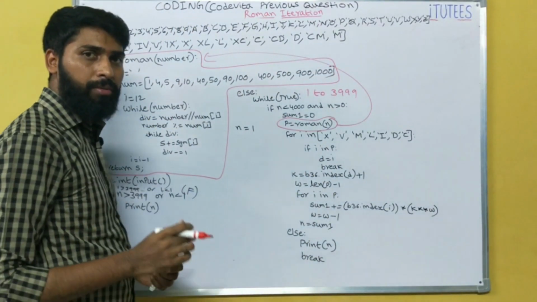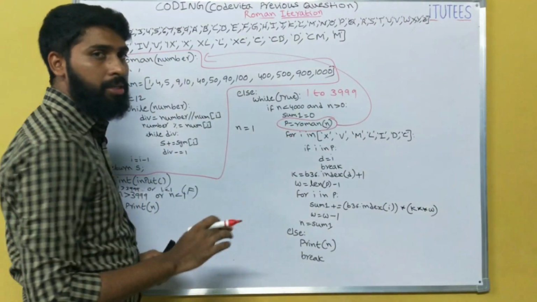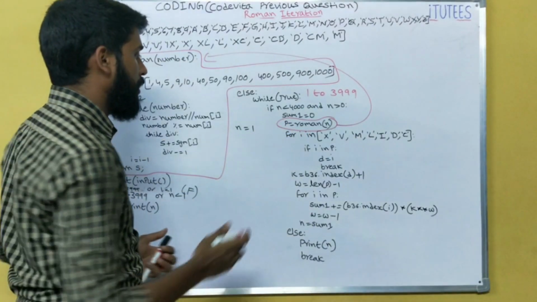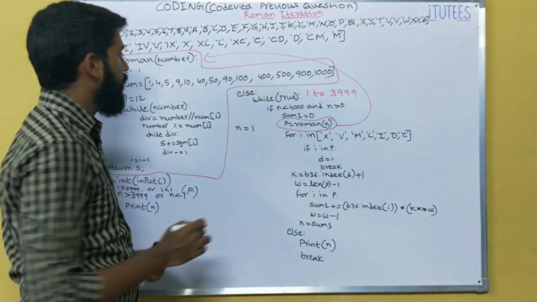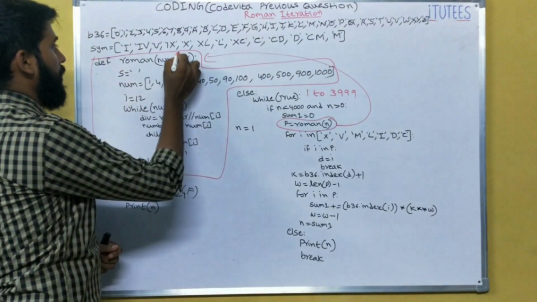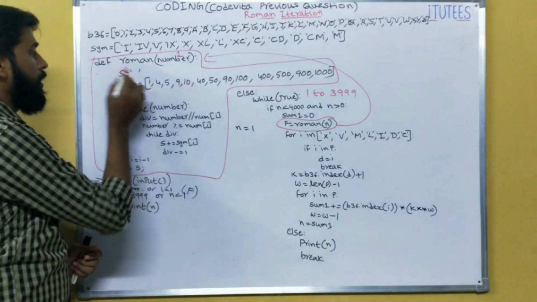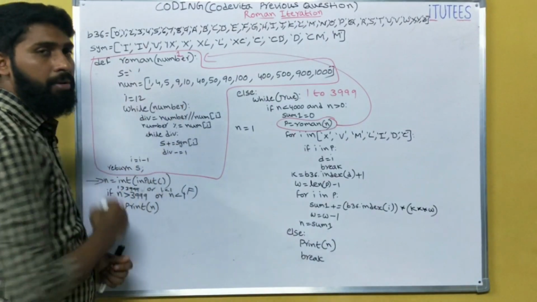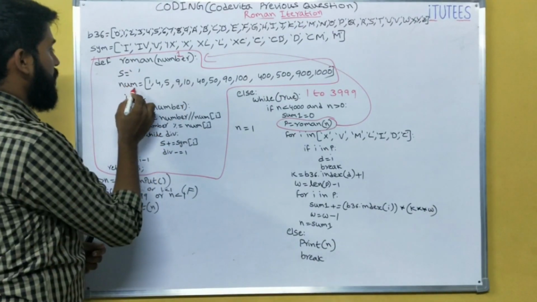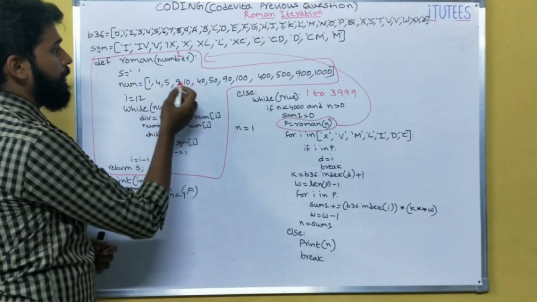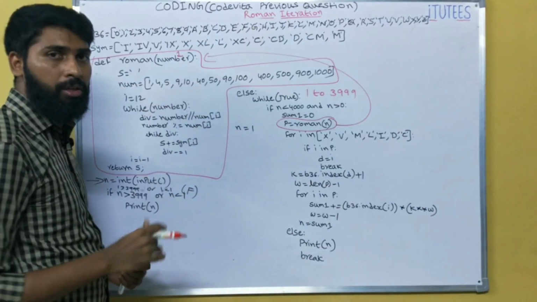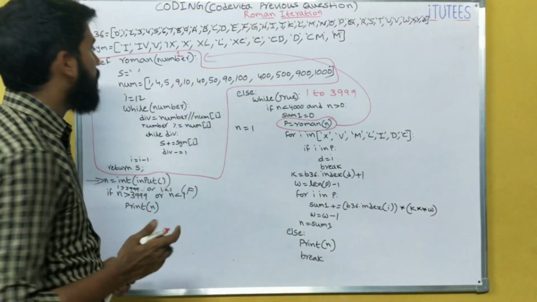What is step 2? In step 2, the n is converted into the Roman number. So what is the n here? 1. So here the number equals 1. We are taking a string to store the Roman value. This logic is to convert a normal number into the Roman number.